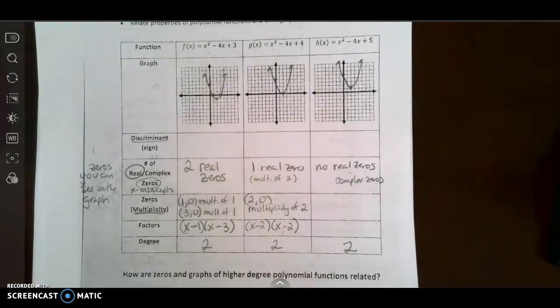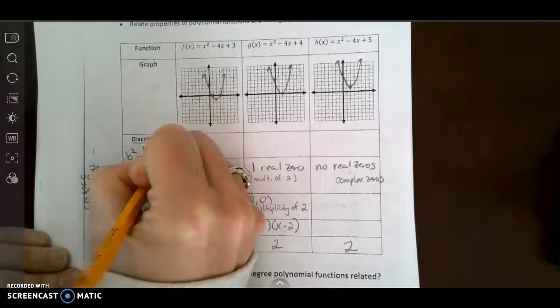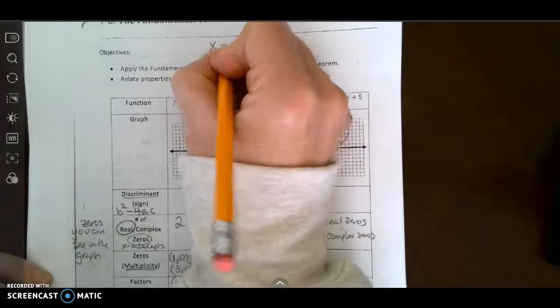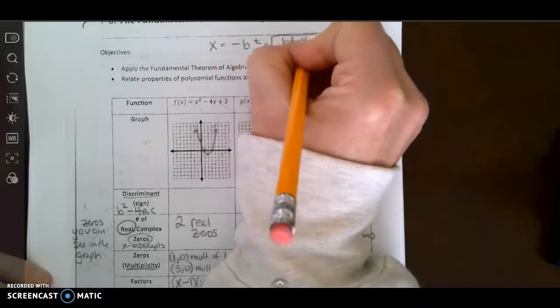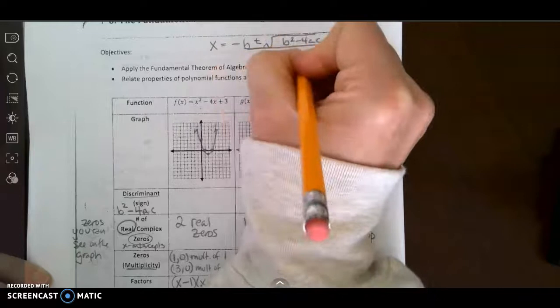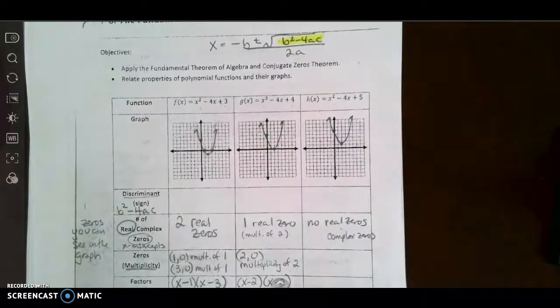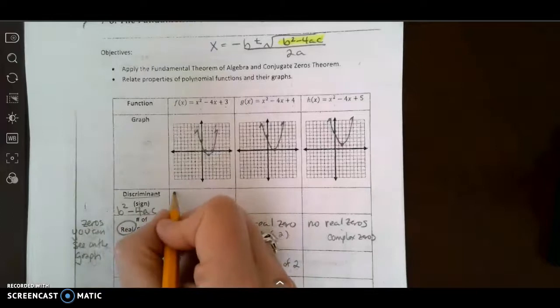So the discriminant is one piece of the quadratic formula. It's b squared minus 4ac. That is the discriminant. It's the part of the quadratic formula, x equals opposite of b plus or minus square root of b squared minus 4ac all over 2a. And what we find is, because it's under the radical, its sign tells us how many real zeros we're going to have. So let's look at the discriminant and see what I mean by this.